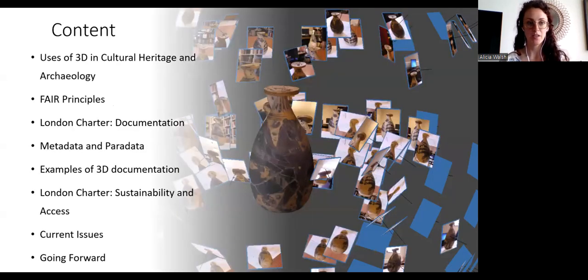So in this presentation, I'm going to be covering, first of all, the uses of 3D in cultural heritage and archaeology, followed by the FAIR principles and the London Charter, talking about the principles of documentation, and then further on sustainability and access. We will also discuss the differences between metadata and paradata, and look at some examples of 3D documentation, drawing on policies and projects within the UK and the EU, and discussing some current issues before going forward with some recommendations.